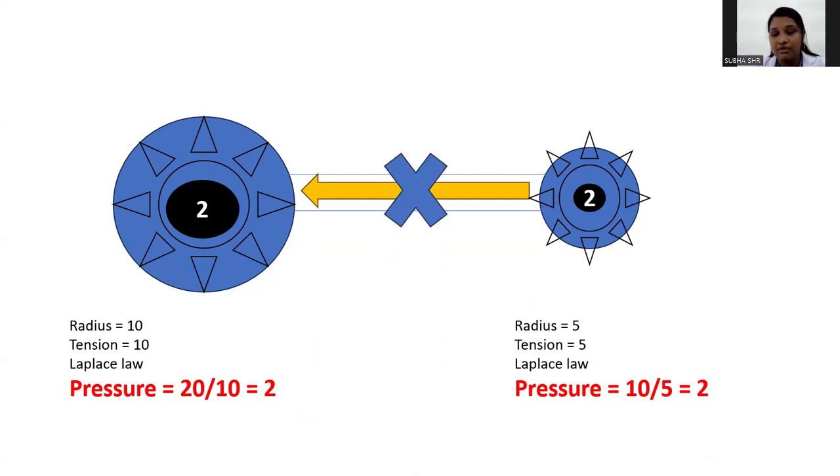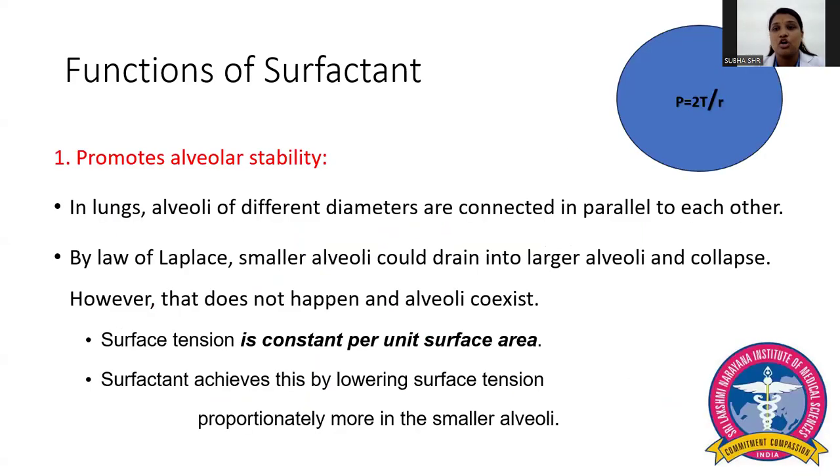So thereby preventing the alveoli from collapsing or distending. This surfactant will maintain alveolar stability. How does it promote alveolar stability? In the lungs, the alveoli are of different diameters and they are connected to one another. According to Laplace's law, smaller alveoli can drain into the larger ones and collapse. But this does not happen because of the presence of surfactant.